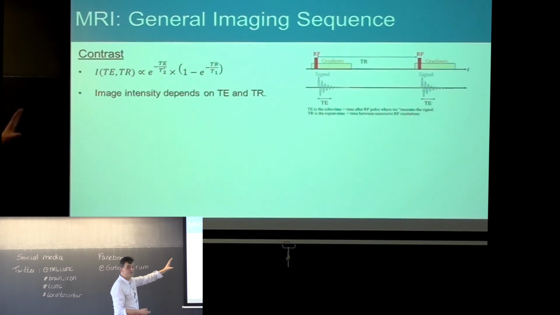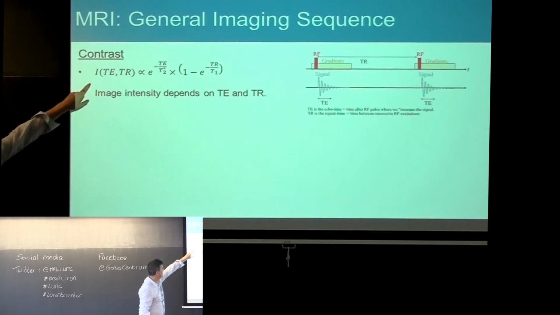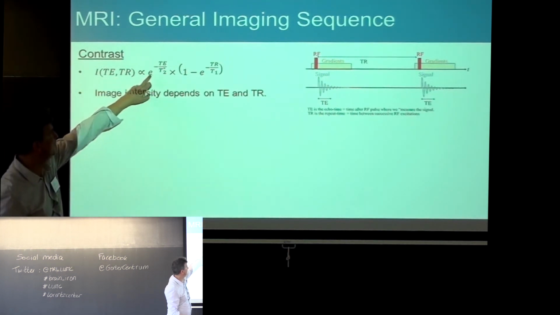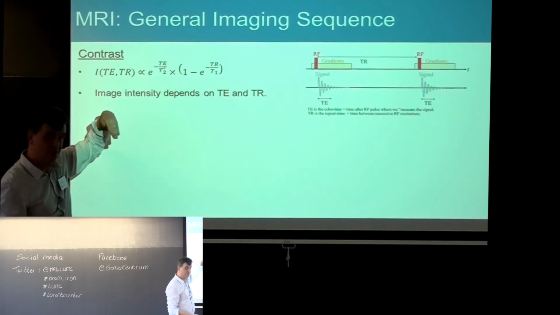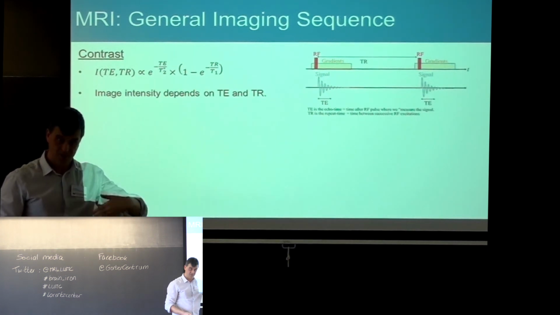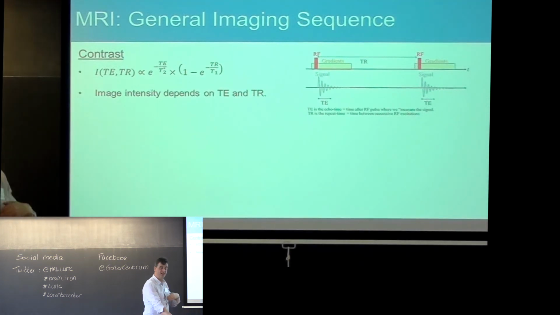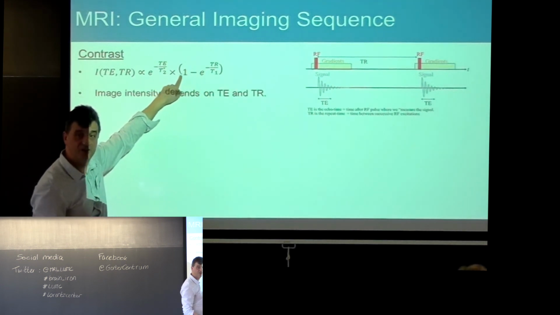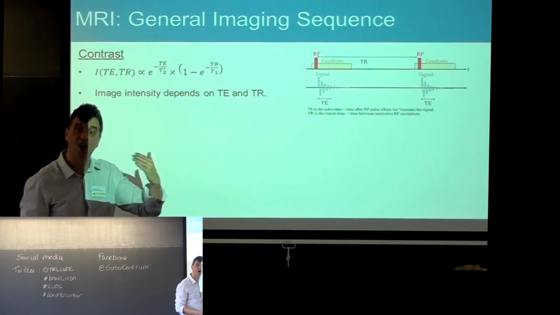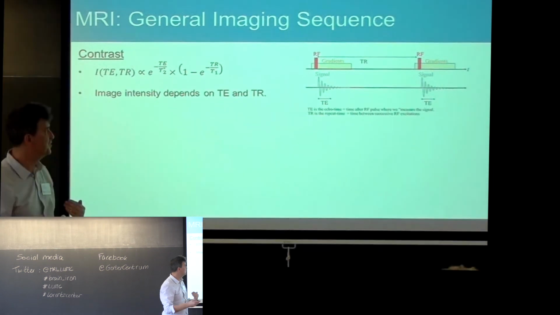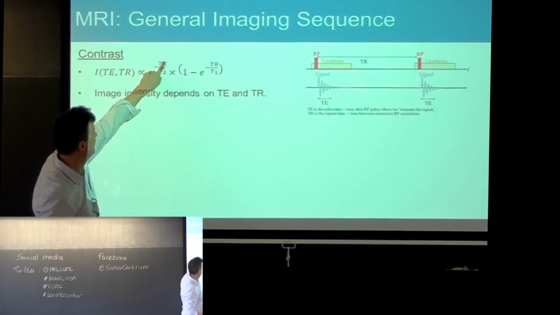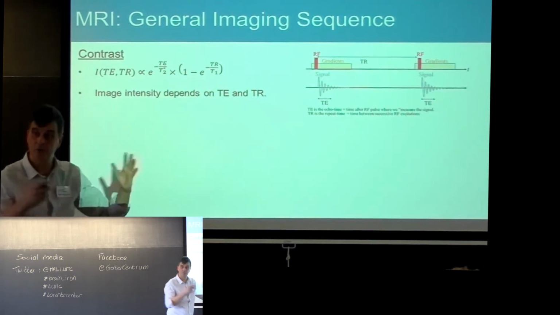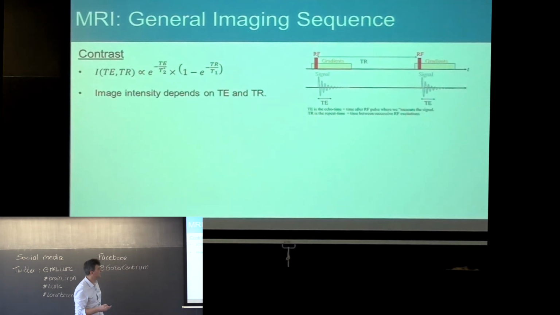So firstly, those times control to quite a significant extent the contrast in the image, the appearance of the image, because the image intensity will depend on the amount of the signal that has decayed away through T2 effects before we make the measurement at the echo time, and it will also depend on how much longitudinal magnetization has recovered between successive measurements. So by varying the echo time and the repetition time, we can change the way the image appears almost completely.